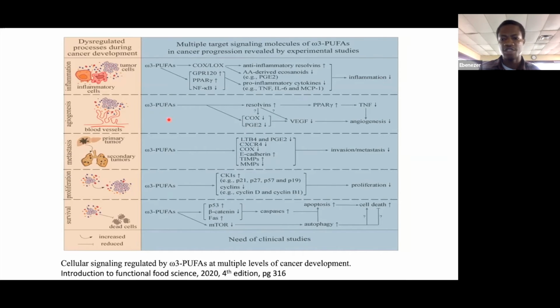Also, we realize that angiogenesis is usually a pathway of blood vessel formation through the upregulation or production of VEGF, vascular endothelial growth factor. We realize that omega-3 is able to upregulate the production of resolvins and then lead to the downregulation of cyclooxygenase as well as prostaglandin A2, thereby inhibiting the production of VEGF and thereby stopping or reducing angiogenesis. Angiogenesis is typically a method by which cancer cells are able to form blood vessels that will supply nutrients during cell division.